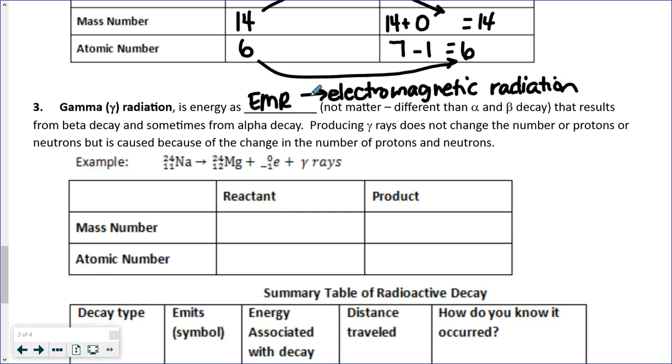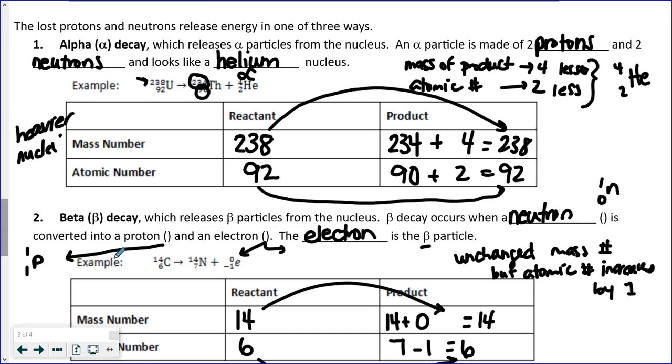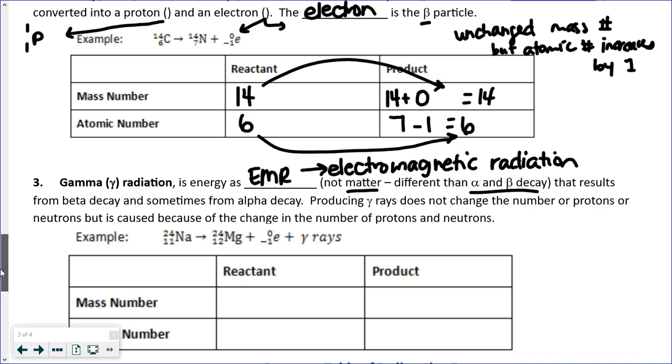So this isn't releasing a particle. It's not releasing matter. It's releasing radiation. So it's releasing energy. So this is not matter. It's different than alpha and beta decay because in alpha and beta decay, we had matter being released. An electron, a helium nucleus, that's matter. This is actually energy being released.